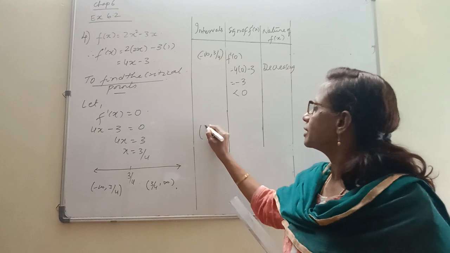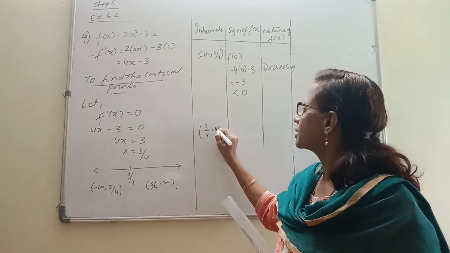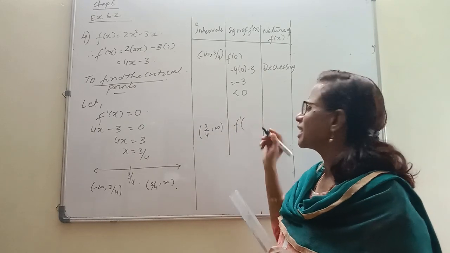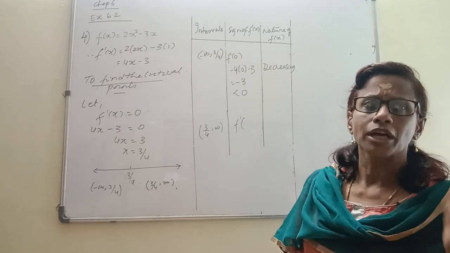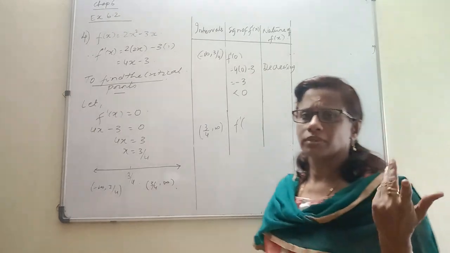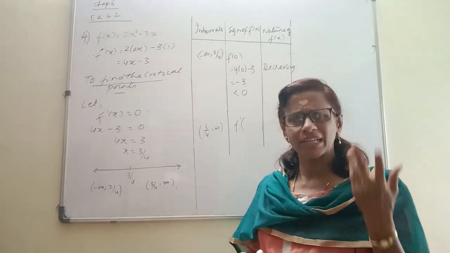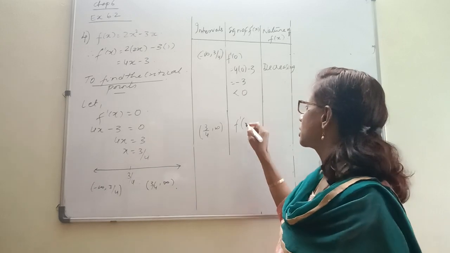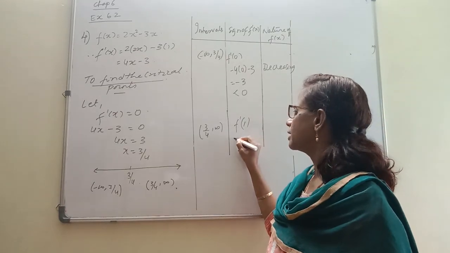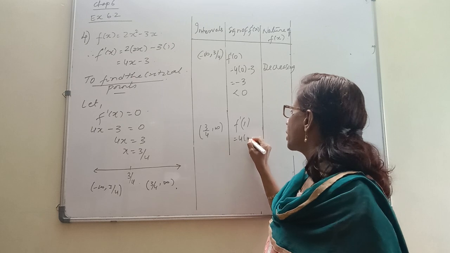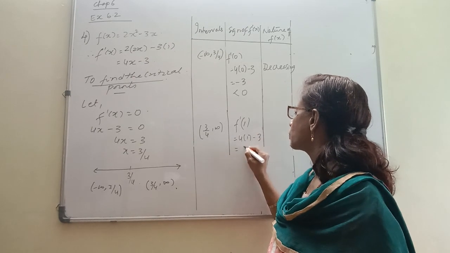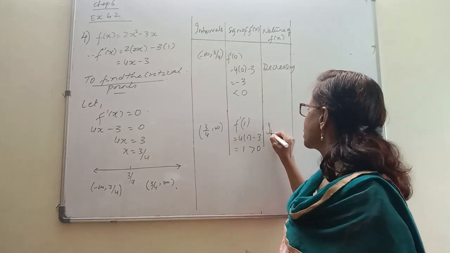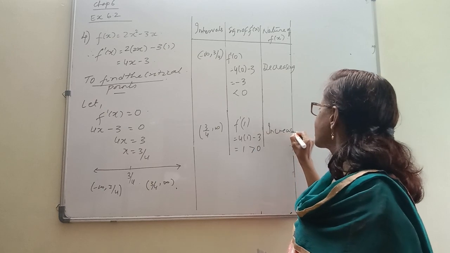Let's go to the other interval, 3 by 4 to infinity. Same step: take f dash at any point. You can take any point from 3 by 4 to infinity, 1 or 10, anything, your choice. Suppose 1. Then 4 into 1 minus 3 is 1, positive. So here it is increasing.